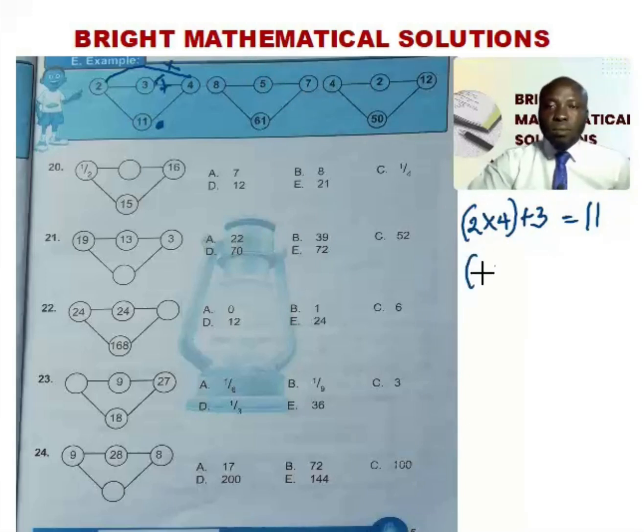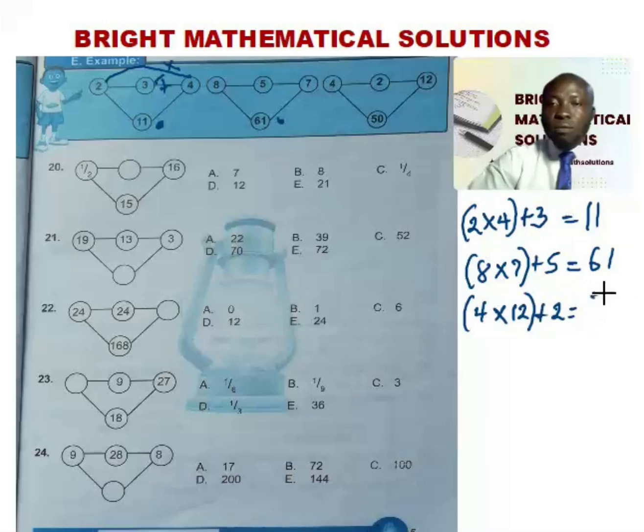Let's examine the second one and see how that works. 8 multiplied by 7 plus 5. 8 multiplied by 7 gives us 56. 56 plus 5 gives us 61. So that is how we got this. So it works. Now let's test it for the third. We have 4 multiplied by 12 plus 2. So 4 multiplied by 12 gives us 48, plus 2, and that gives us 50. So it works for the third.